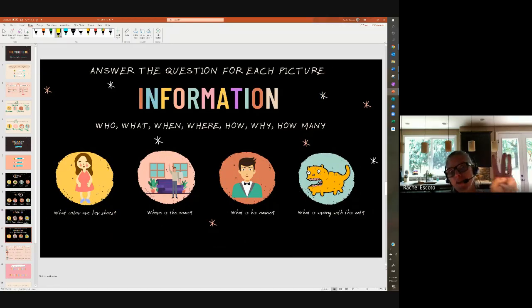Well, here's the third kind of question. It's called an information question. An information question asks who, what, when, where, how, why, and how many. Right? So many questions. We don't know all of these words yet. Some of these words are level 2 words. Okay, but we know what, when, where. I think we know what, when, where.